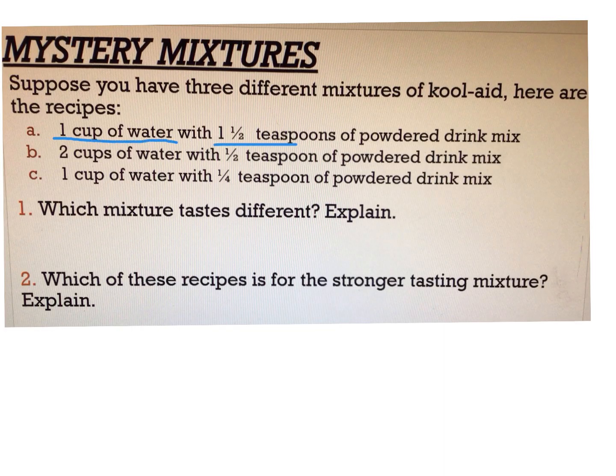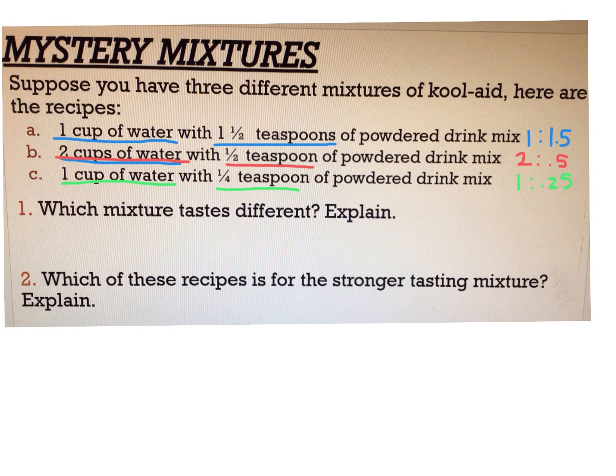Well, to do this problem, we would have to think about the ratios: 1 cup of water to 1.5 teaspoons of powdered drink, and 2 cups of water with 1/2 teaspoon of powdered drink. So that would be 2 cups to 1/2, 0.5, and 1 cup of water with 1/4 teaspoon of powdered drink. So 1 cup, 0.25. Okay, so which one seems different?